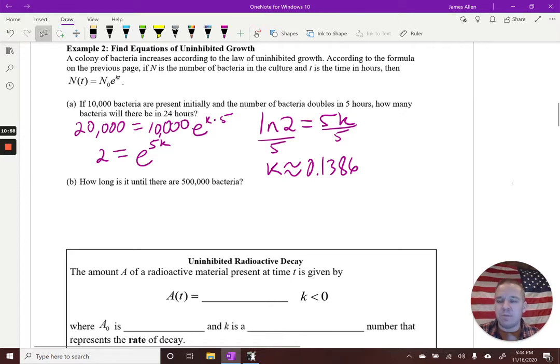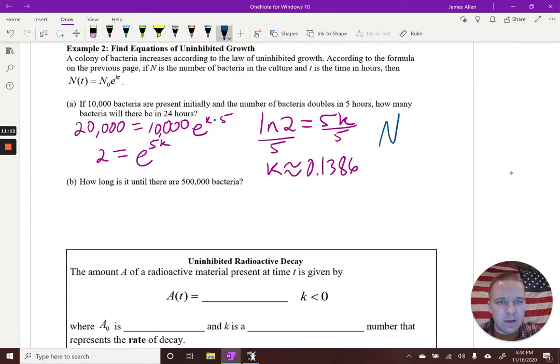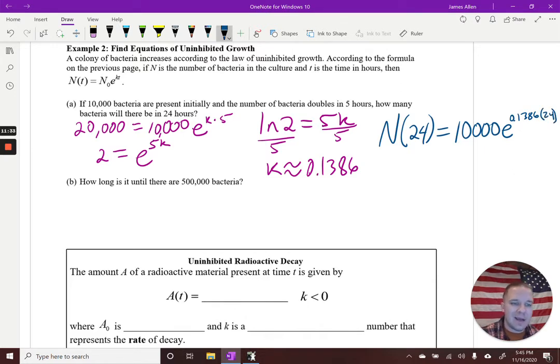So it says, how many bacteria will there be in 24 hours? Well, now I'm trying to find N, and I'll switch colors here since we're in a new part of this one. I'm going to go blue. I was searching around. So how much after 24 hours? Not 25. 24 hours here. Well, that would mean that my initial amount is still 10,000. And then it's E raised to the K, which is 0.1386, but I'm going to use that K value. And then 24 goes in for T.